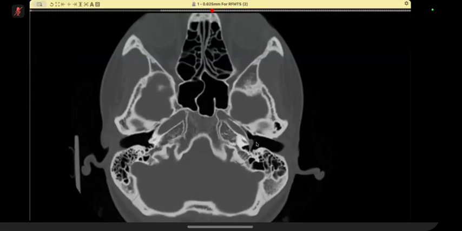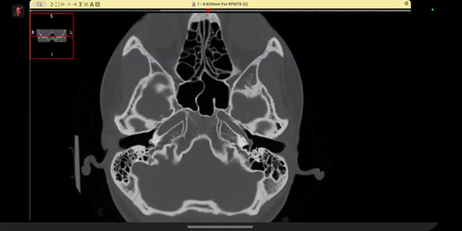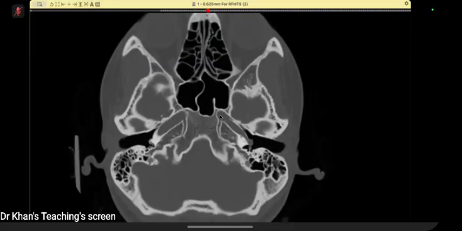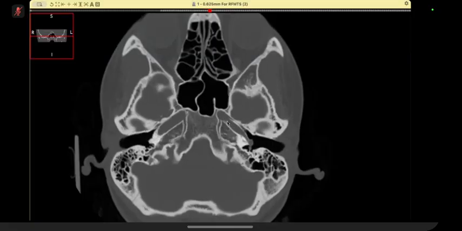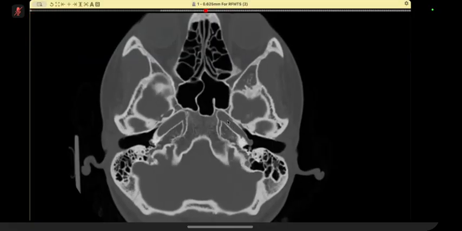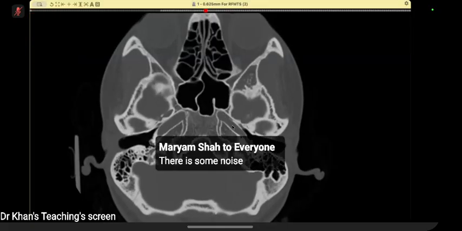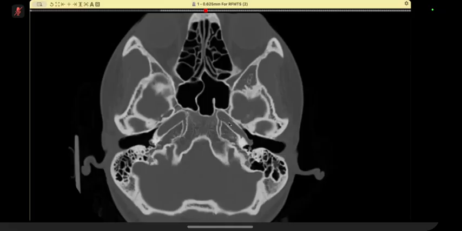Okay. I'm going inferiorly. Which part of anatomy is this where my mouse is? The straight structure. Sir, I couldn't remember it right now. Okay, you cannot remember. Don't worry, don't worry.